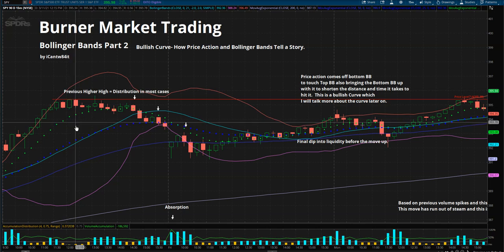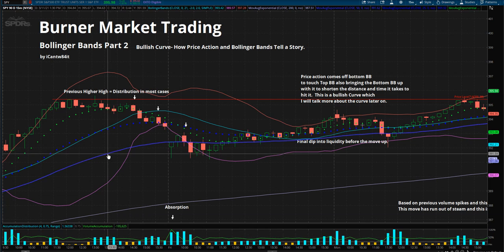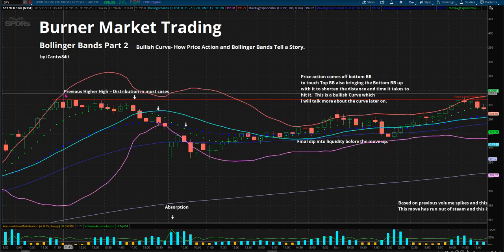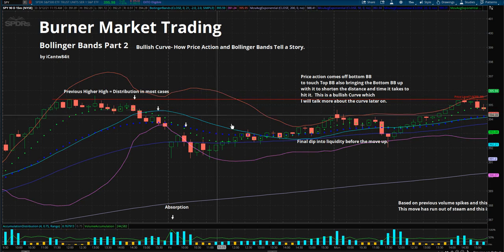I'm going to show you how price action can tell you a story so you can get a feel for what's going on in the market. When is a good time to get in? When's a good time to get out? And so here, I'm going to go ahead and mark the previous higher high. This typically means distribution in most cases.